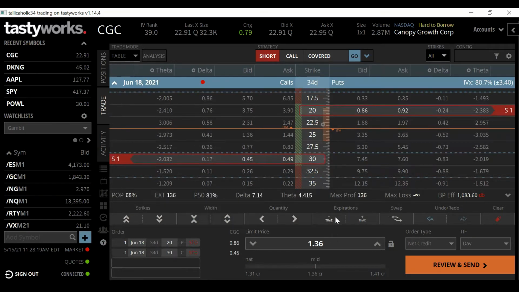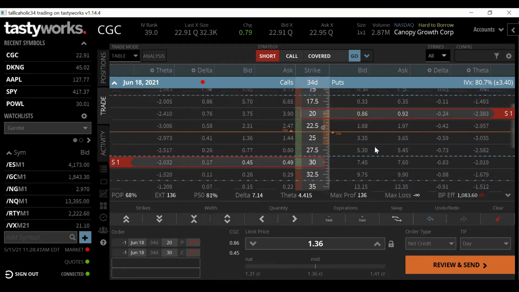Okay, so the max profit is going to be 136. So that's what we can make. We cannot make more than what we sold something for. So this is our max profit. We're going to subtract that from 20, and that's going to give us our break even here. We're going to add this to 30 on our call side, and that's going to give us our break even on the call side.